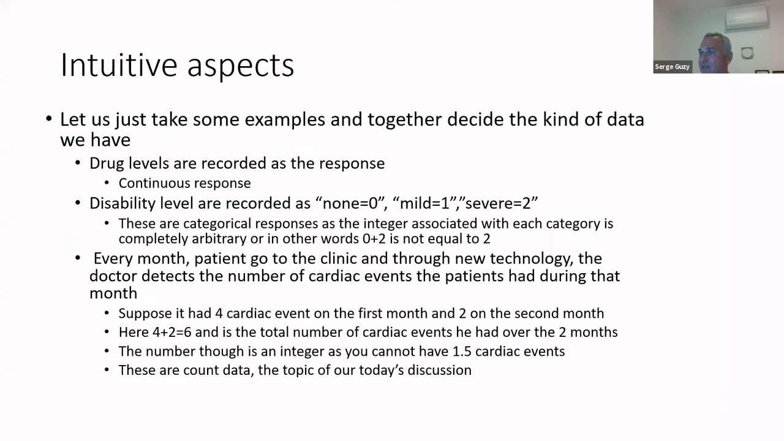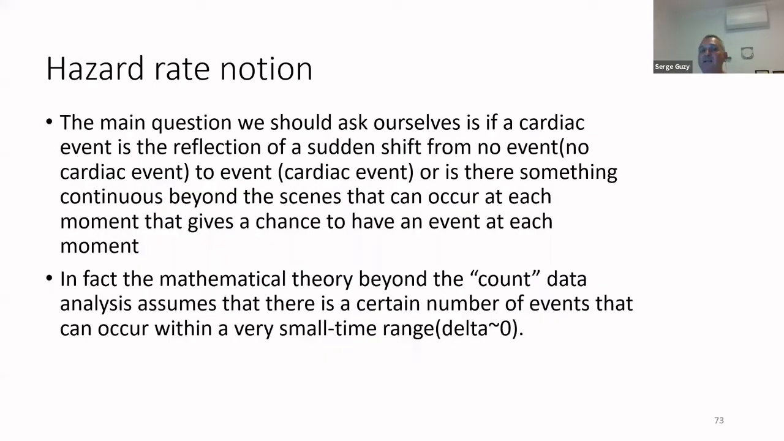For example, here, in the first month, I have my first observation, I see a 4. And in the second month, it's a 2. And the question is, how can I write a model that is linked to exposure that quantifies the probability that I would have got my 4 observed cardiac events in the first month and my 2 cardiac events in the second month. The idea here is that we believe that the cardiac event is the reflection of a sudden shift from no cardiac event to event. That's the question I'm asking.